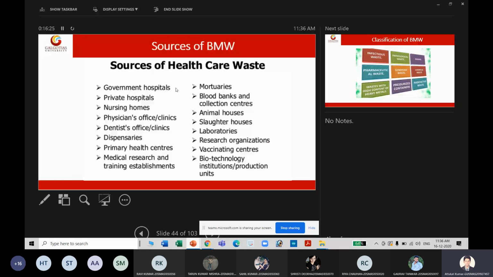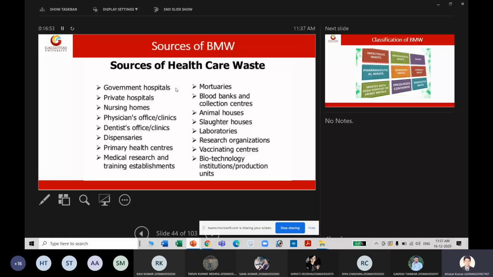The sources of biomedical waste can be government hospitals, private hospitals, nursing homes, physician offices and clinics, dentist offices and clinics, dispensaries, primary healthcare centers, medical research and training establishments or colleges, mortuaries where we do the dissections of the human body, blood banks, animal houses, slaughterhouses.